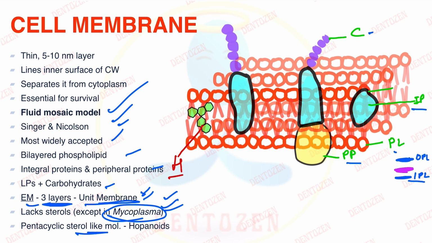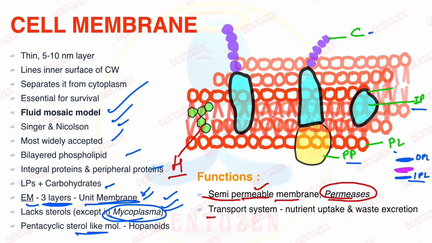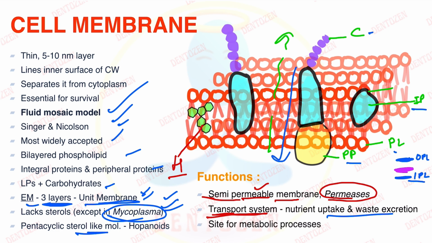So what are the functions of the plasma membrane? It is a semi-permeable membrane. It allows some materials to pass through. It has specific enzymes within it which are called permeases. So it acts as a transport system. Certain nutrients can be taken in and waste material can be excreted. As so many metabolites pass through, it is called the site for metabolic processes. So those are the functions.